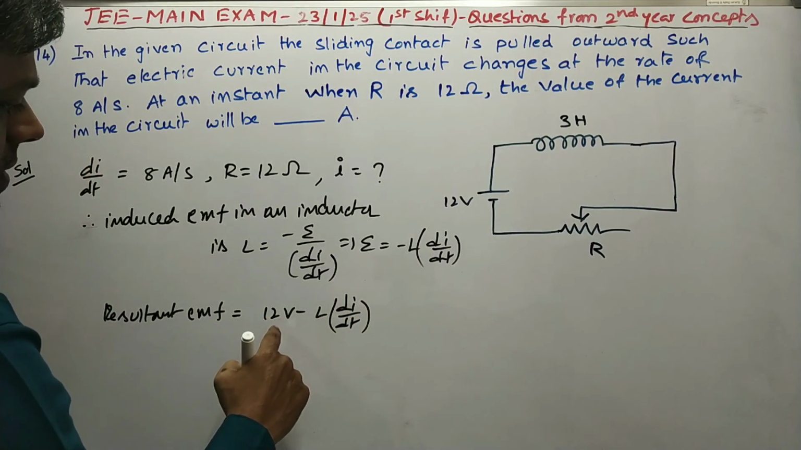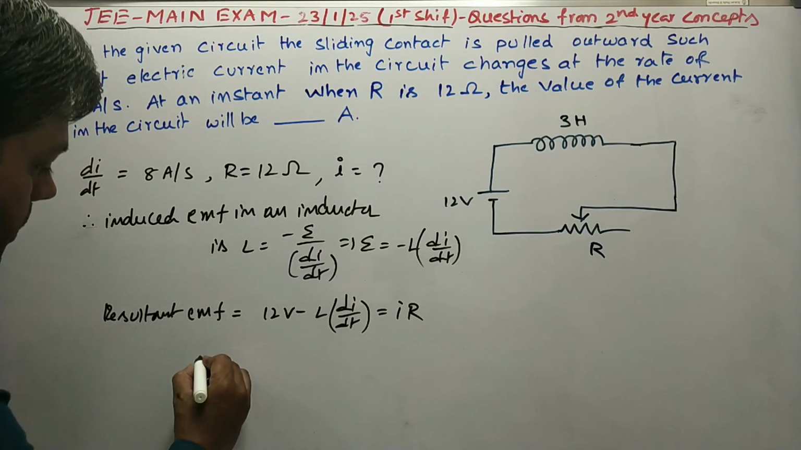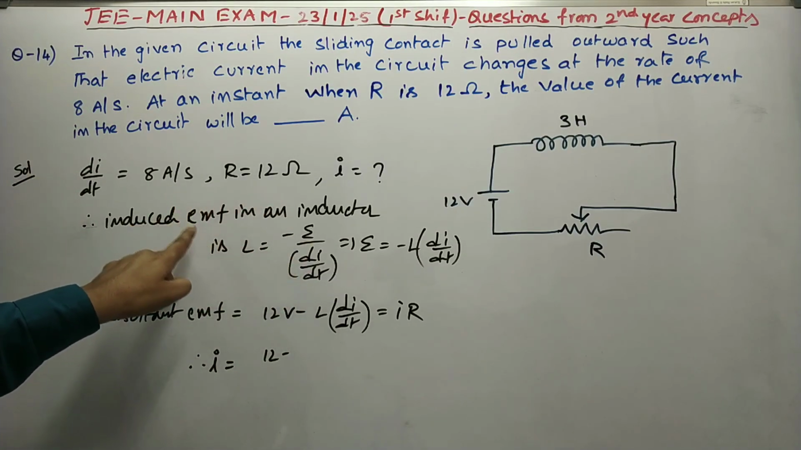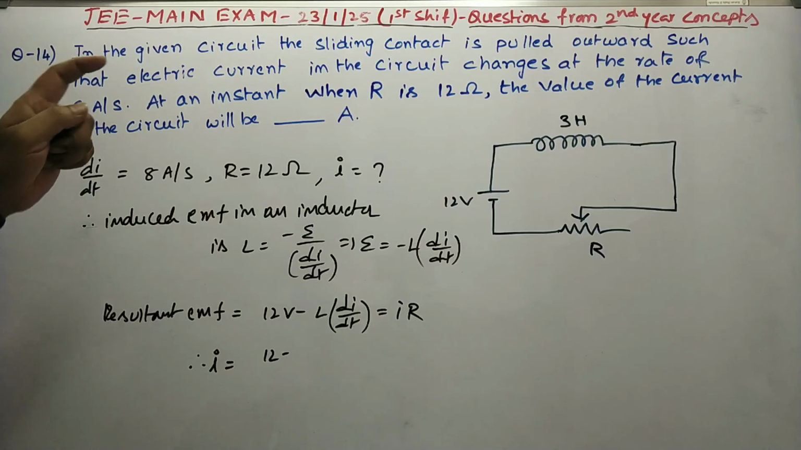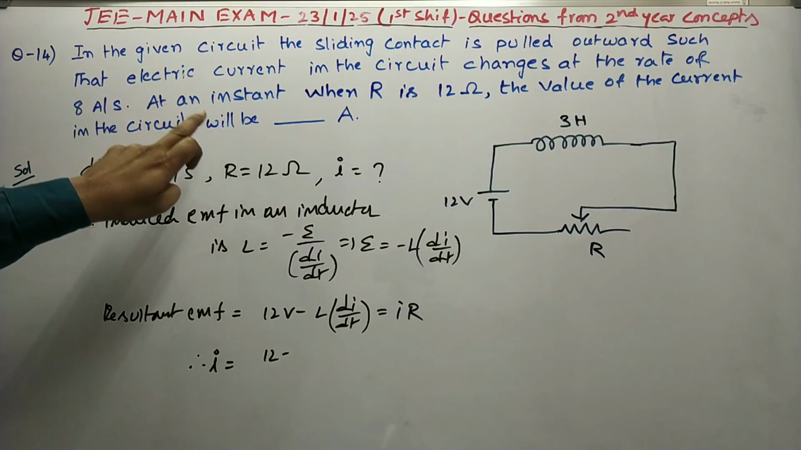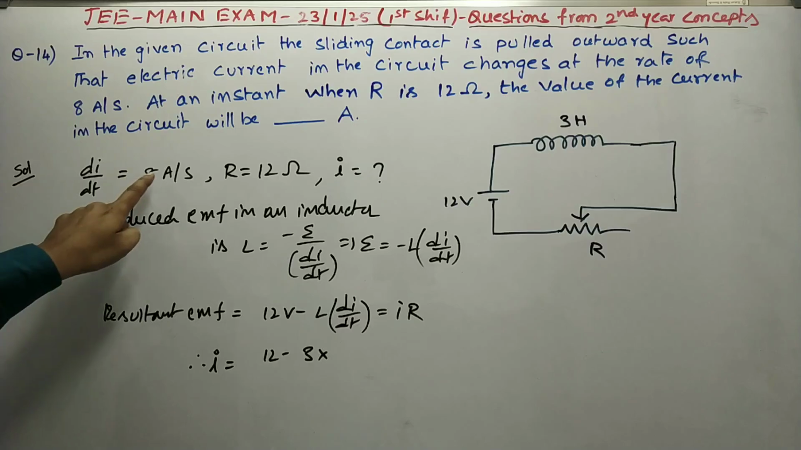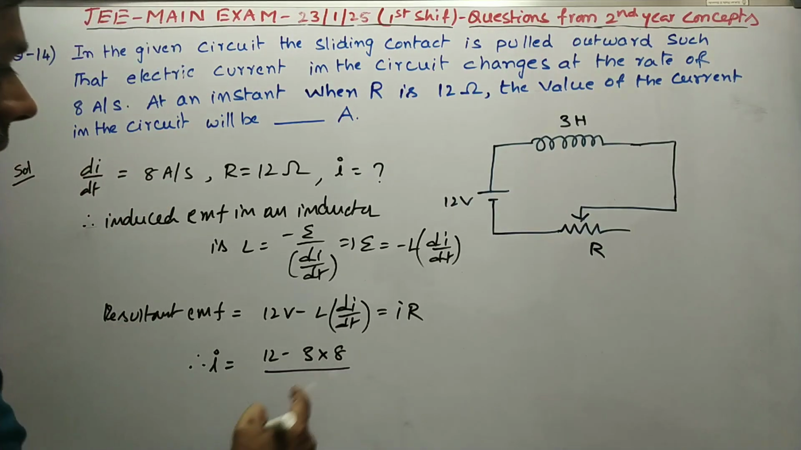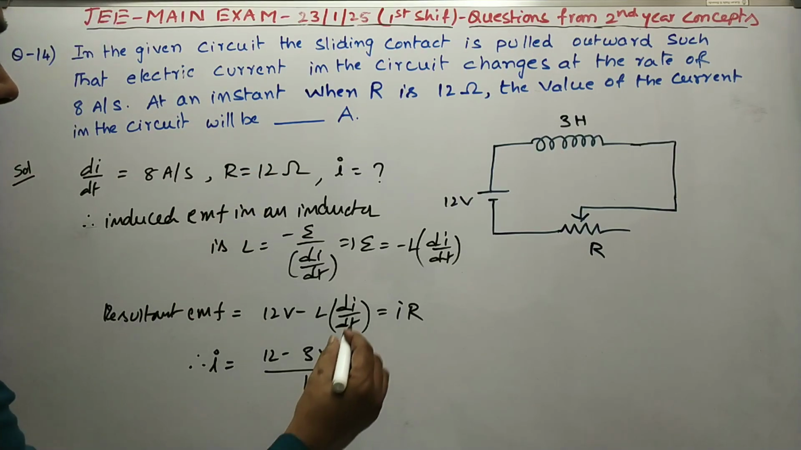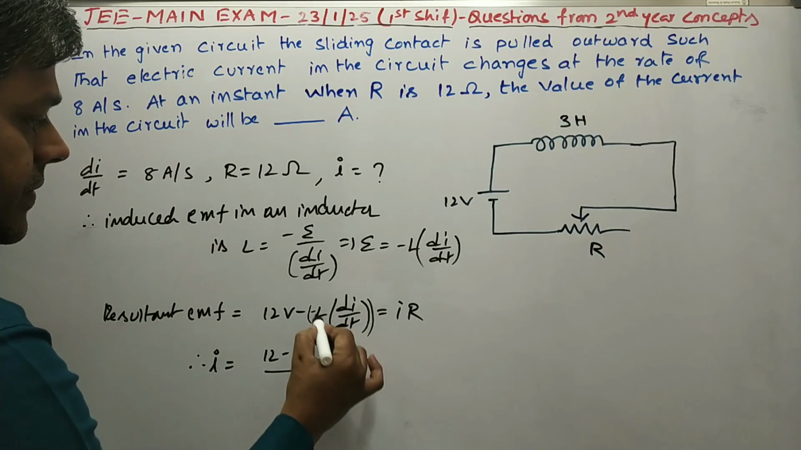From Ohm's law, V is equal to I into R. We want to calculate I. Therefore, I is equal to 12 minus L. The inductance L is already given in the circuit as 3, into the rate of change of current, which is 8, so 3 into 8, divided by R. R is 12 ohm, already given.